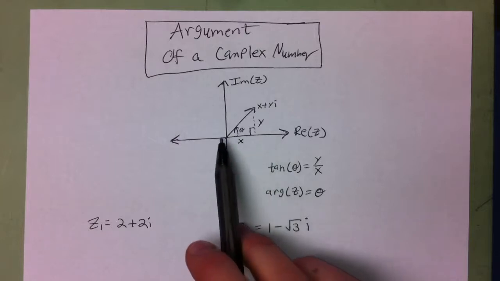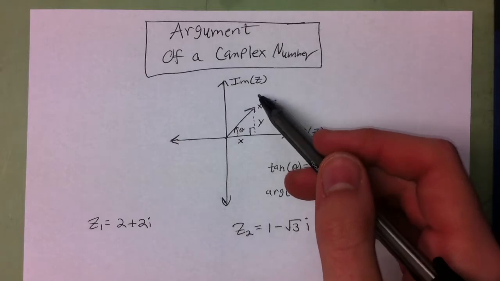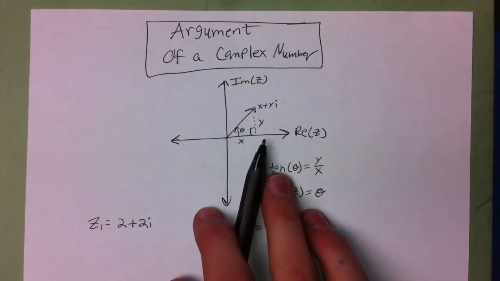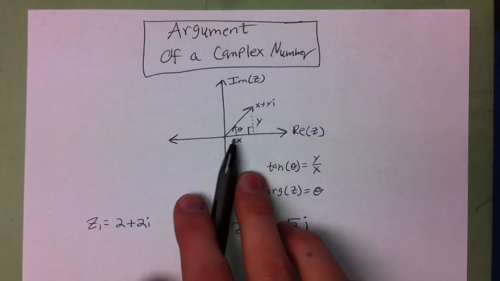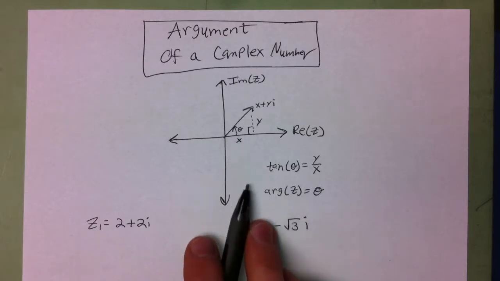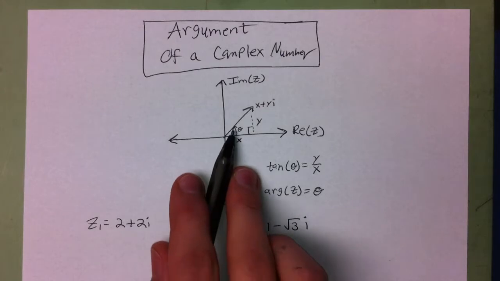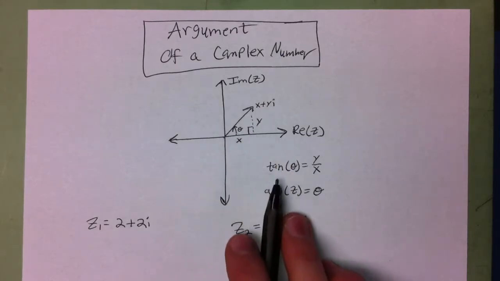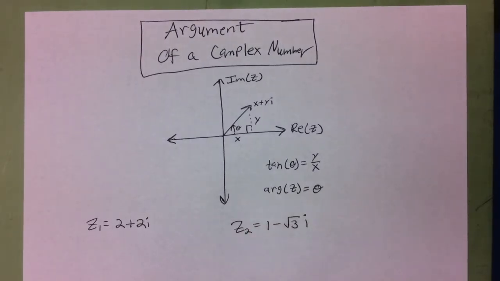When we have a complex number, it has a height y on the imaginary axis and it goes over x on the real axis, and so we can make a right triangle here. If our argument of z is theta, then theta here is going to be this angle, and so we can say opposite over adjacent, tangent of theta equals y over x, and that is how you calculate the argument of a complex number.